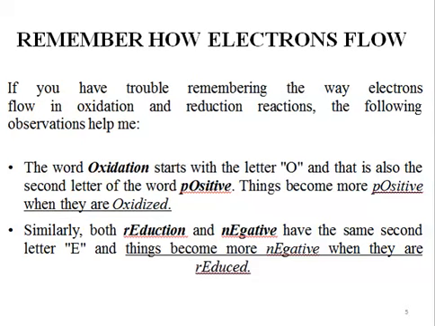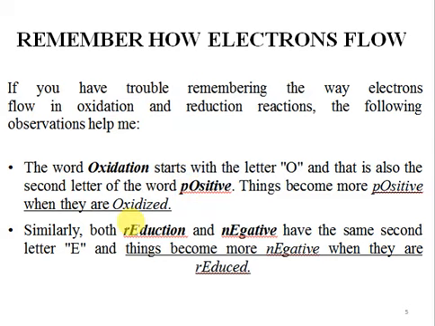Sometimes it becomes confusing how the electrons are flowing. If you have trouble remembering the direction of electron flow in oxidation and reduction reactions, you can use this as a hint. The word oxidation starts with O, and this O is also the second letter of positive. So anything which is getting oxidized will get a positive charge. Things get positive when they are oxidized.